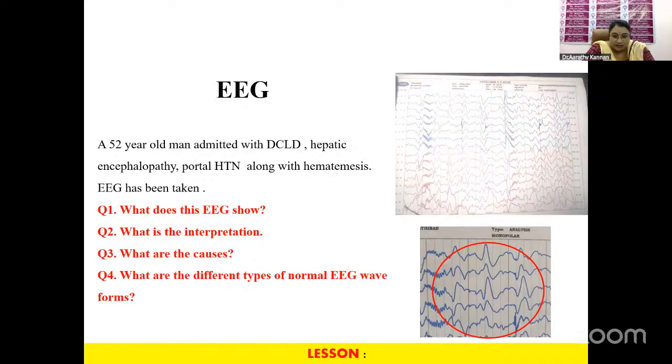How do you interpret it? What are the causes you can think of? What are the other different types of normal EEG waveforms you know of?